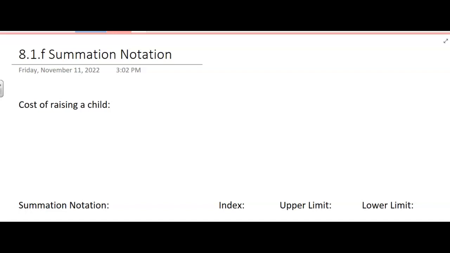So you learned about factorials. That was pretty exciting, a new symbol. And now we get another new symbol, so it's even more exciting. Okay, so in the book, they have this big chart about the cost of raising a child.